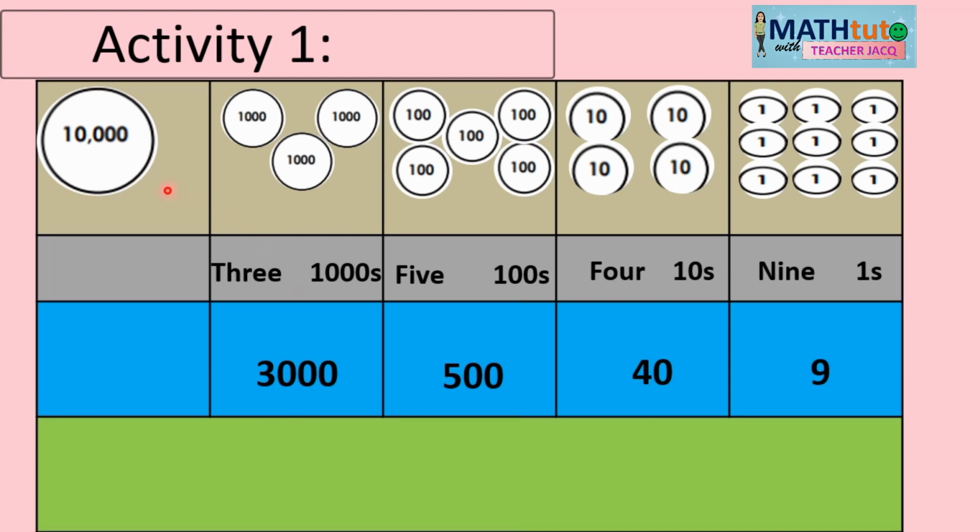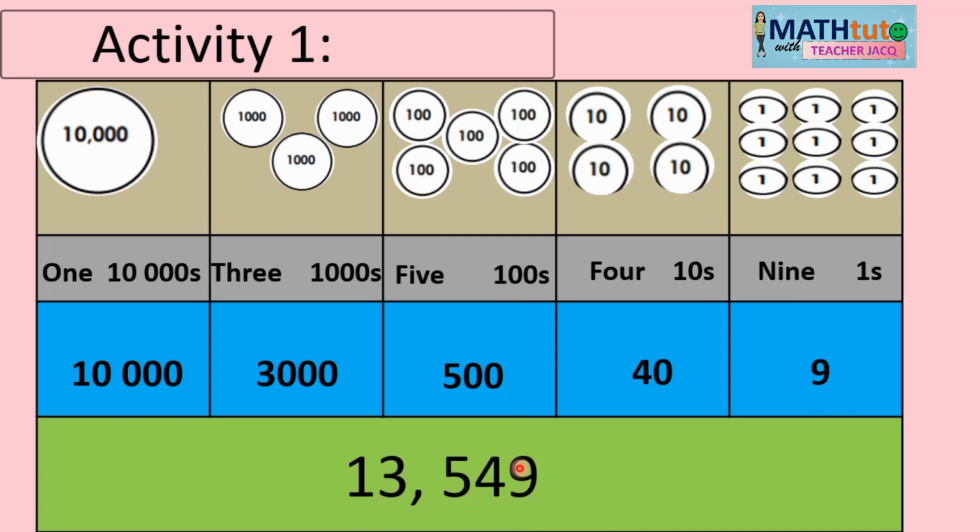And then the last one in the 10,000s place, we have 1 10,000s. So 1 times 10,000 is equal to 10,000. And then if you are going to add all these numbers, 10,000 plus 3,000 plus 500 plus 40 plus 9, we have a total of 13,549.